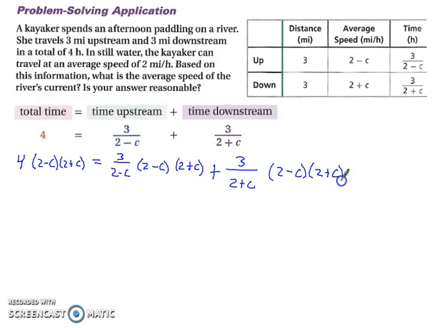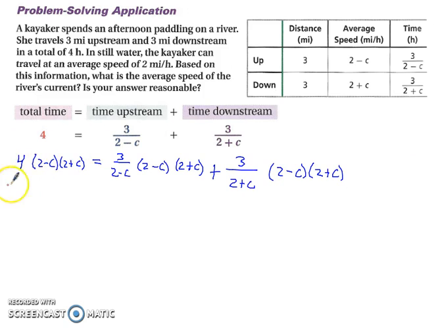Yes, you have to multiply everything by what you're multiplying by, because you can't just multiply this one over here by 2 minus c and that one over here by 2 plus c. Everything has to be multiplied by the same thing to keep everything equal. So now we can begin to simplify.